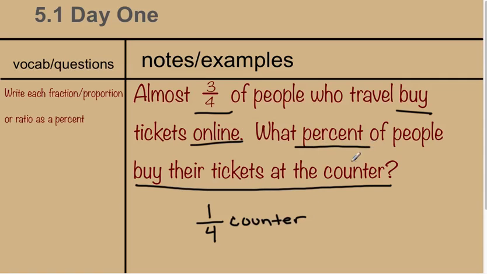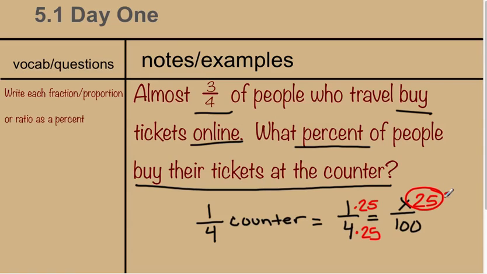Now we need to find the percent. This is a pretty easy one. You should know 1/4. Think about money, think about quarters. If not, again, divide or do your proportion. 1/4 equals what over 100? In this case, I think it's fairly simple because I could just take this and multiply it by 25. 4 times 25 is 100. 1 times 25 is 25. So 25% of their people buy their tickets at the counter.